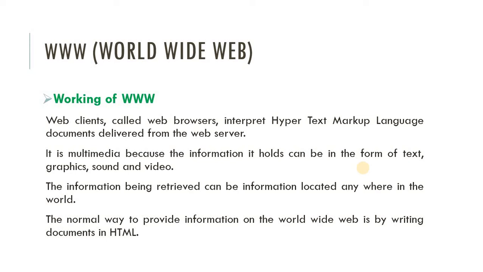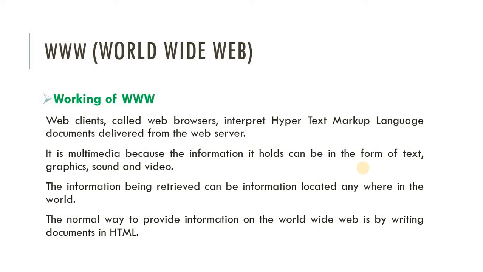It is called multimedia because the information it holds can be in the form of text, graphics, sounds and video, because the server can return anything. So the format is very important. Based on that format, the data is displayed. The information being retrieved can be located anywhere in the world. The normal way to provide information on the World Wide Web is by writing the documents in HTML.